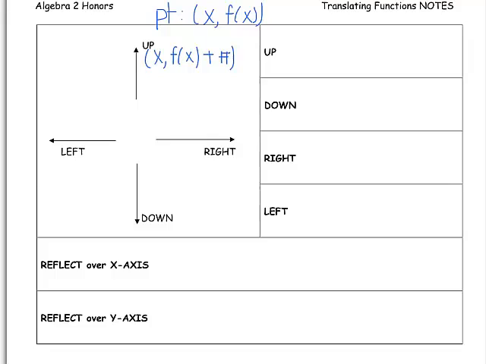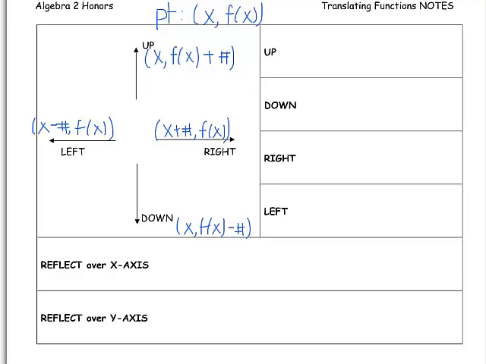Similarly, if you want to move a function or a point down, you're going to be subtracting something from the y's. Okay, if you want to take a point and move it down in the coordinate plane, you're going to subtract something from the y's. Okay? Now, if you want to move a point to the right, what part of the coordinate is getting affected there? That would be the x. So if you want to move a point to the right, you're going to add something to the x value, and your y value will stay the same. Left is also similar. You're going to take away a value from the x, and your y is going to stay the same.